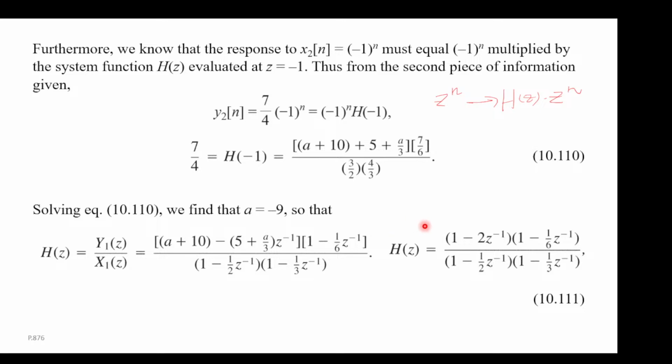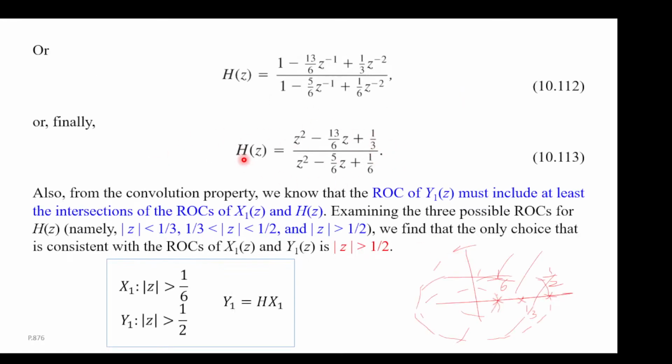Okay, so as we clean, then we find the big H and a from just those two conditions. So h of z will equal, so you now plug in h of a equal to minus 9 back, and you get h of z equal to this: 1 minus 2 z to the minus 1 times 1 minus 1 over 6 z to the minus 1 over 1 minus 1 over 2 z to the minus 1 times 1 minus 1 over 3 z to the minus 1. Okay, so this is our h of z, or you can try to make it into a rational function of z, and it will look like this.